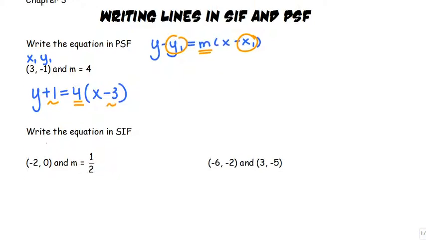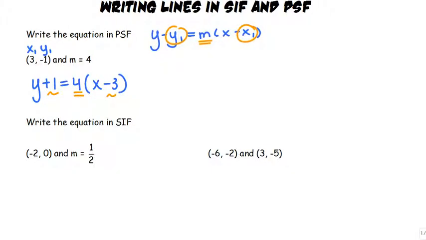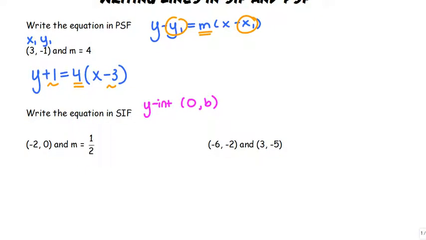When I write an equation in slope-intercept form, I need two things. I need a slope and I need a y-intercept. The most important thing to remember is that y-intercepts are listed at 0, b. So in order for it to be a y-intercept, that x-coordinate must be 0. When I look at the point that I'm given, my x is not 0, therefore I'm not given my y-intercept. In that case, I have to start in point-slope form.